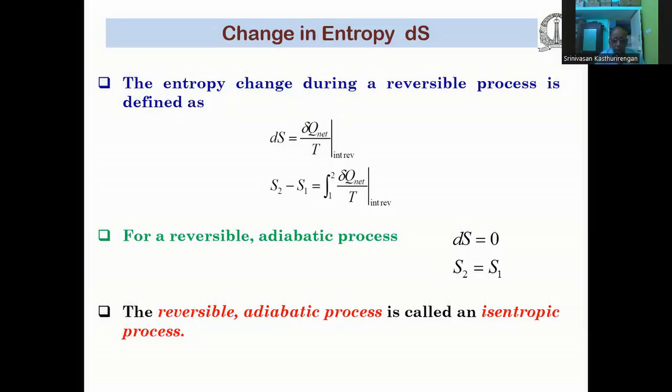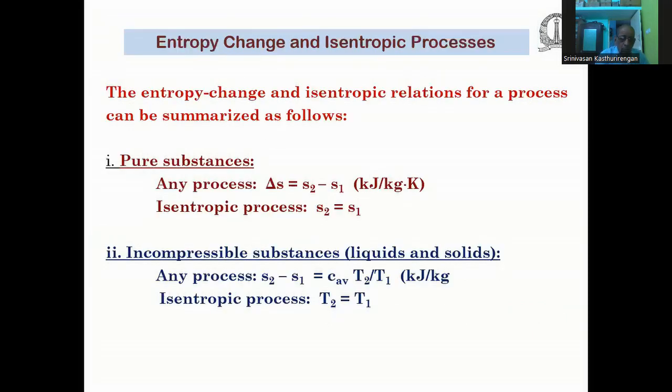Now, if you consider a reversible adiabatic process, the change in entropy is 0. In other words, the initial entropy is the same as the final entropy, or S2 is equal to S1. The reversible adiabatic process is called an isentropic process. The entropy change and the isentropic relations for a process can be summarized as follows. For pure substances, you can write delta S is equal to S2 minus S1.